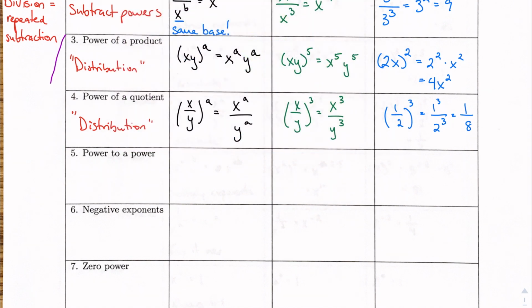Notice that this works for multiplication and division. This never works for addition or subtraction, right? I can't do x plus y squared and get x squared plus y squared. That's not how this works. I go crazy every time I see this on a paper or a test or a quiz. This distribution rule only works for multiplication and division. So, never for addition or subtraction, only for multiplication or division.